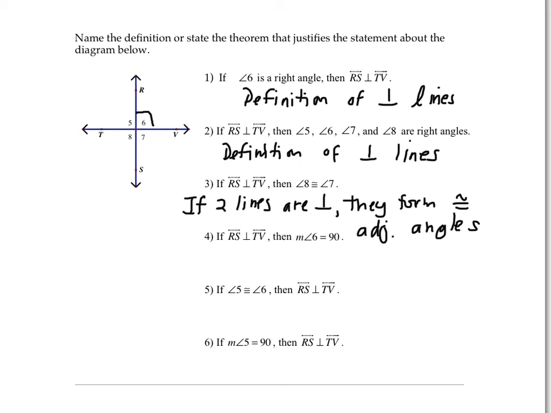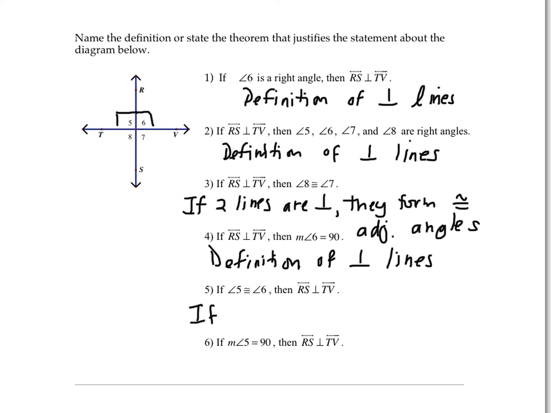Number 4 says, if line RS is perpendicular to TV, then the measure of angle 6 is equal to 90 degrees. And that goes back to the definition of perpendicular lines. And number 5, it says, if angle 5 is congruent to angle 6, then we get to conclude that line RS is perpendicular to TV. So check out angle 5 and angle 6 in the picture. And what you should notice is that they're congruent, they're adjacent, and if we have two lines that intersect to form congruent adjacent angles, then the lines are perpendicular. And again, that's a theorem from the previous page.